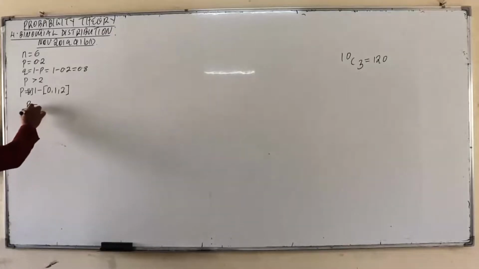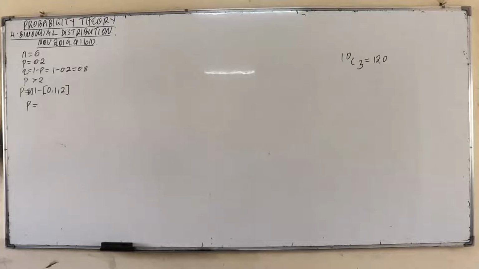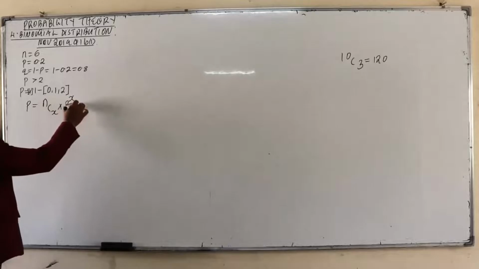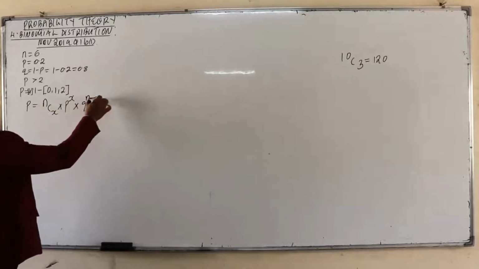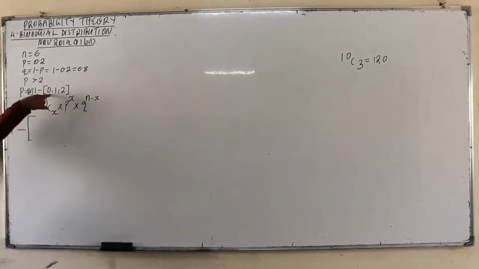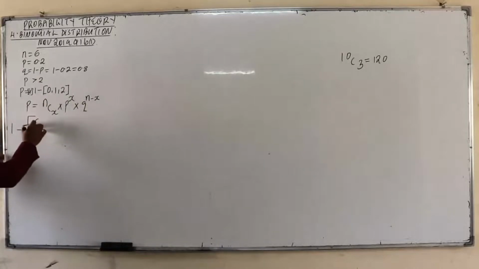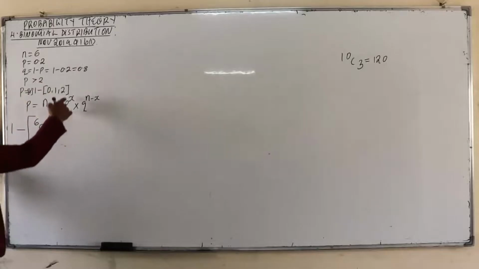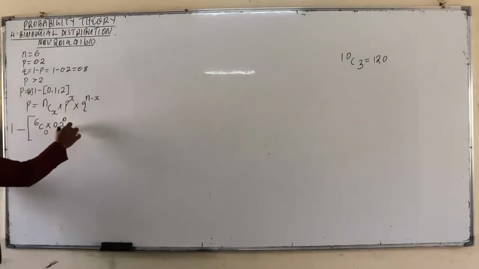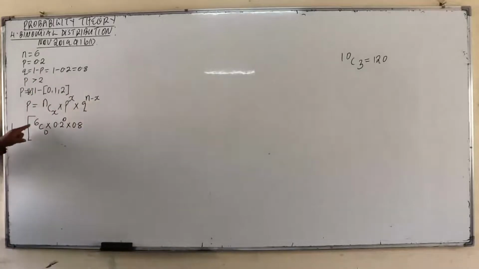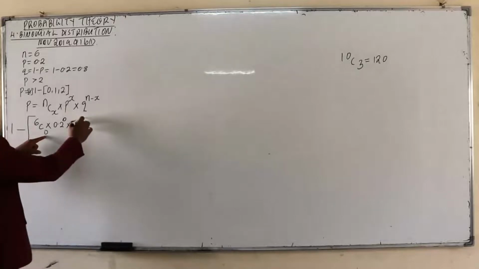And how do we get the probability? Using the binomial distribution, you take NCX times P raised to power X times Q raised to power N minus X. So it will be 1 minus. When X is 0, there are 6 consultants: 6 combined 0 times 0.2 raised to power 0, times Q, which is 0.8, raised to power 6 minus 0, which is 6.